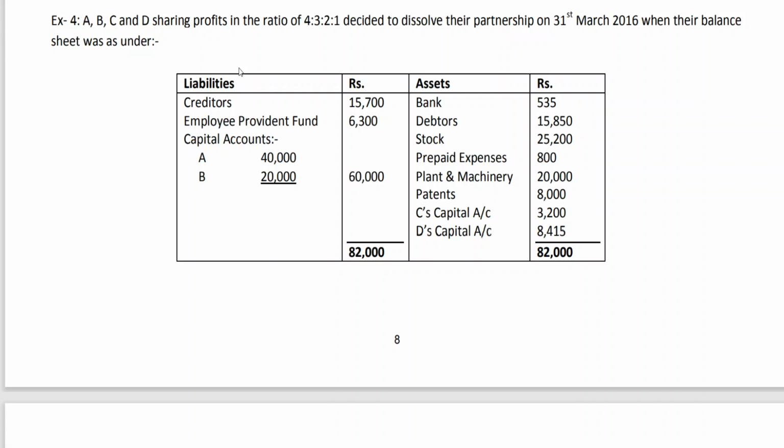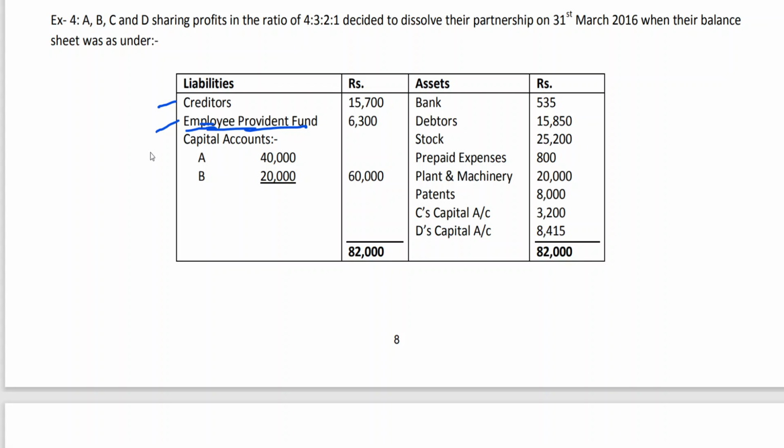A, B, C and D sharing profits in the ratio of 4 is to 3 is to 2 is to 1 decide to dissolve partnership on 31st March 2016 when their balance sheet was as under. Creditors, employee provident fund. Since employee provident fund has been given, it's a liability. So creditors is a liability, employee provident fund is a liability.